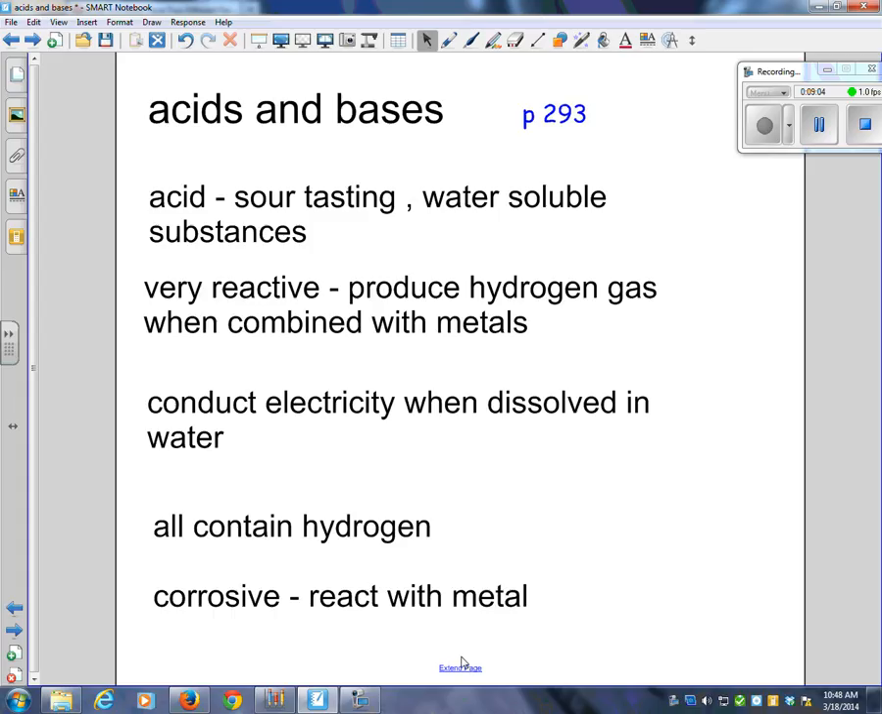They will react with metal. Corrosive means that they will react with metal. Can acids burn skin? Can, yes. Acids tend to be more dangerous with non-organic matter, metals and wood and things that are not living, kind of thing. Okay? There are some common examples there on the bottom of page 293. I think I've got them on my next page here.